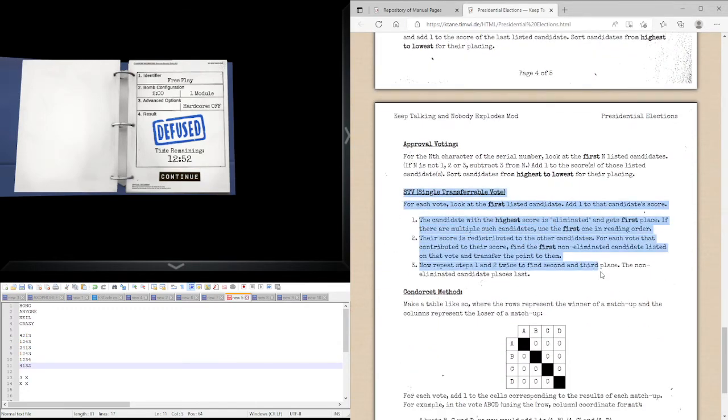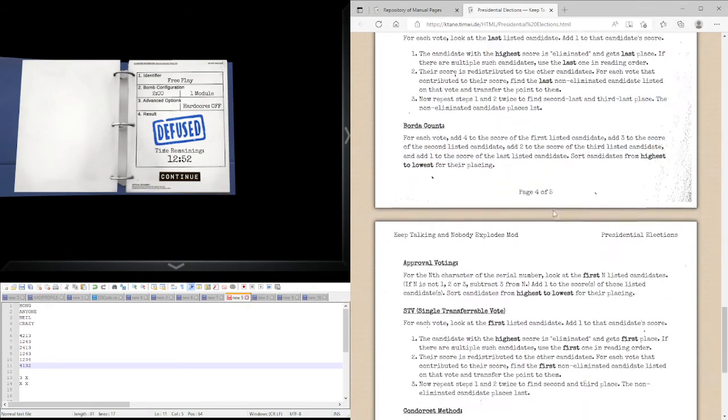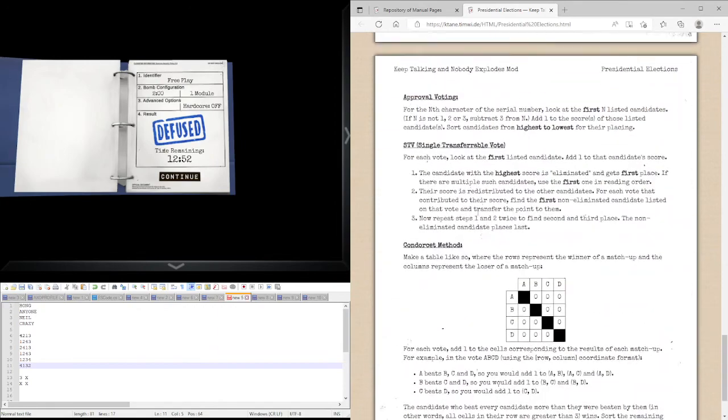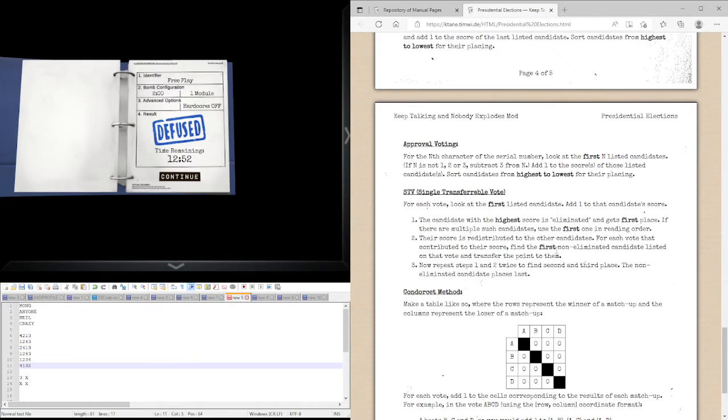This one looks very similar, single transferable vote. For each vote, the first listed candidate adds 1 to their candidate score. Again, do that for all of them. The candidate with the highest score is eliminated and gets first place. In order for candidates use the first one in reading order. So effectively, this is KTaNE's method, but the other way around, where again, higher score is actually preferable rather than being a hindrance. Other than that, it's basically identical to KTaNE's method, but instead of going from last to first, we're going from first to last.